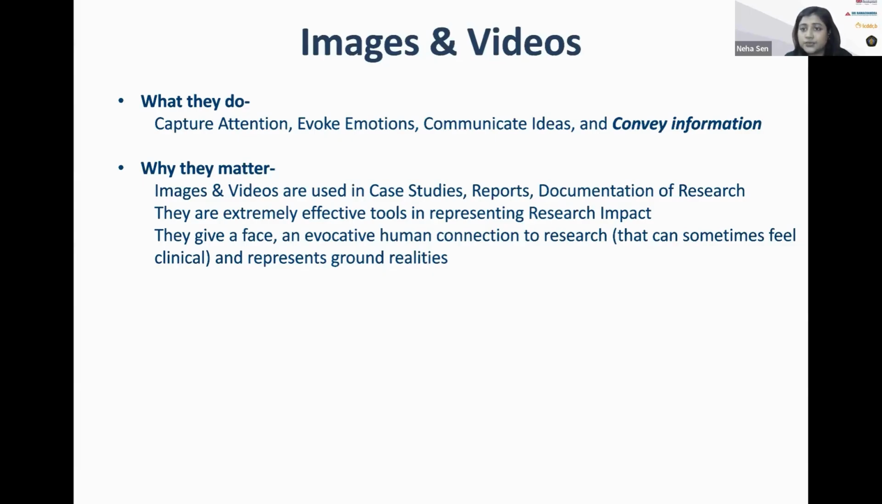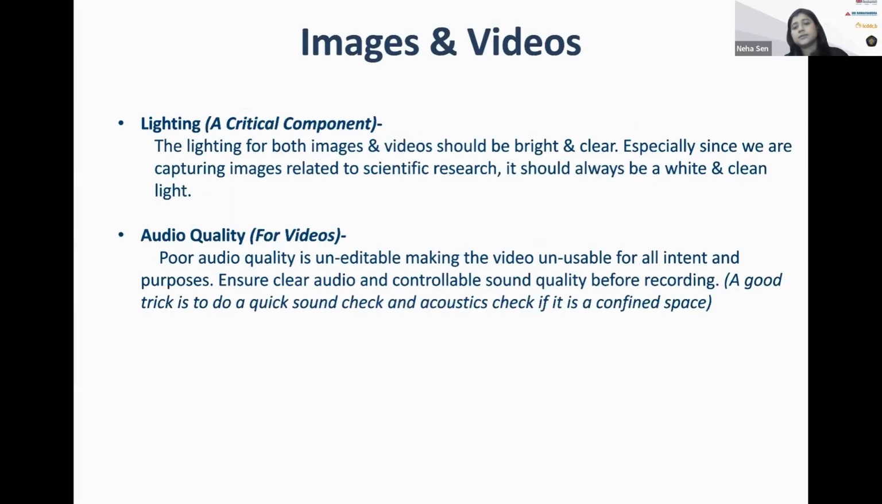Before I take you through the commonly used terms, I'd also like to talk about two key aspects of images and videos. One is lighting, and the other is audio quality. Because a lot of the terms are going to be very similar and the framing of videos and images are going to be very similar, we'll take it next. But first, let's talk about lighting.